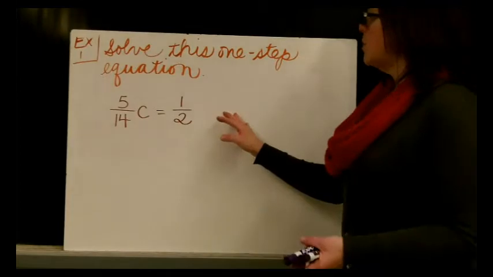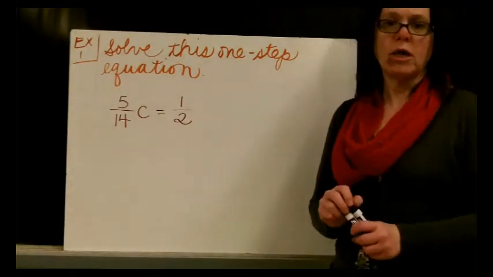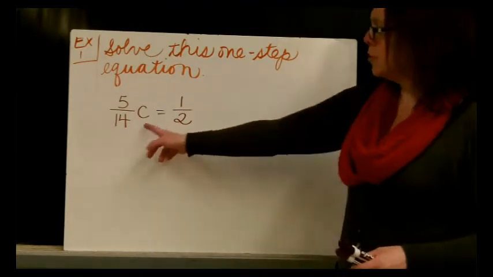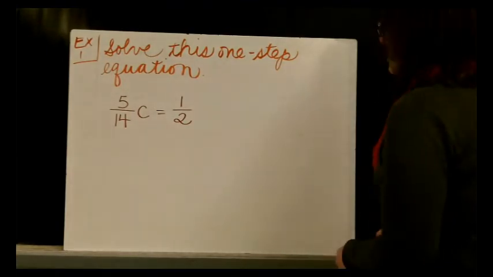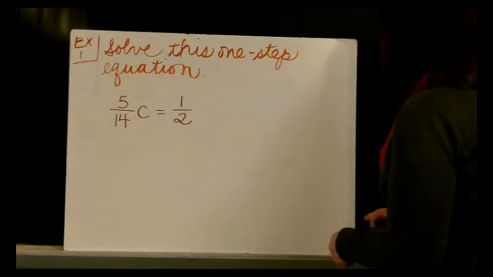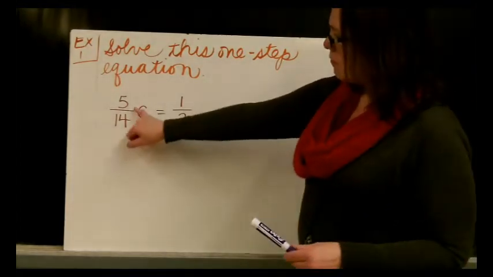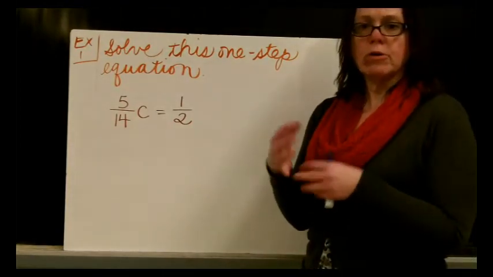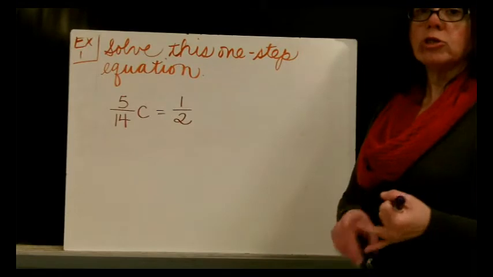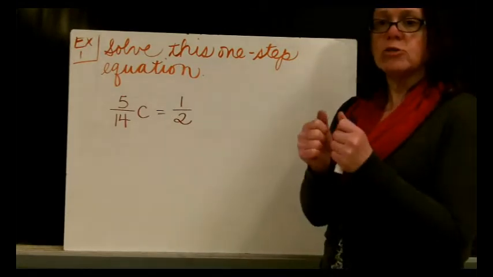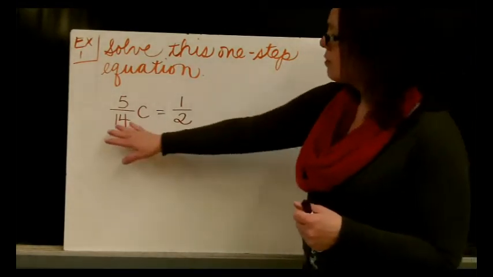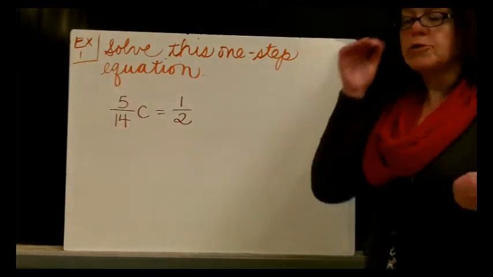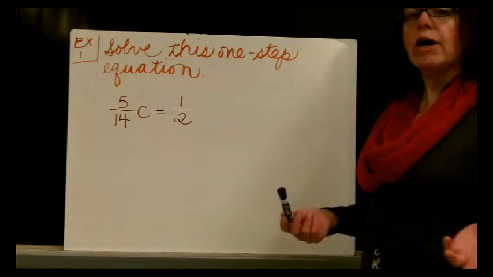In our first example, we have a one-step equation, which means there will be only one thing that we have to do to isolate the variable c. Here we have 5/14 c equals 1/2. Well, if you remember, 5/14 here is the coefficient of c. Whenever you see a number in any form, whether it's an integer or a fraction or a decimal, attached to a variable, it means the operation that is happening is multiplication. And the way to undo multiplication is to divide.